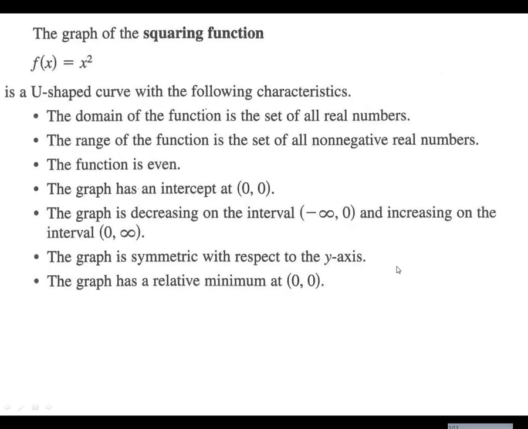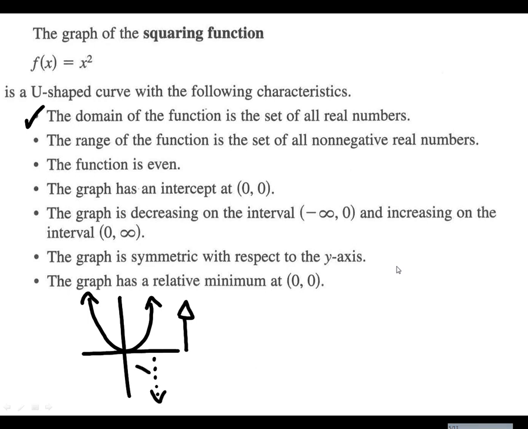Something we know about, y equals x squared. This is a parabola touching the origin, going like that. The domain is all real numbers. The range is only above 0. We don't go down at all below the x-axis, so the range has to be non-negatives, 0 and above. The function's even. Remember, that's y-axis symmetry. The graph has an intercept at 0, 0. The graph is decreasing from negative infinity to 0, and then it turns around and is increasing again. And it's symmetric with respect to the y-axis.